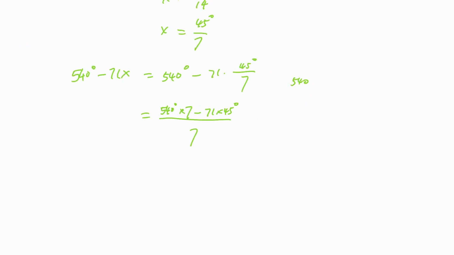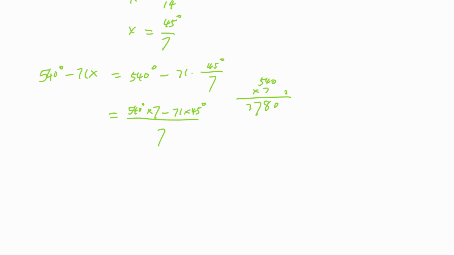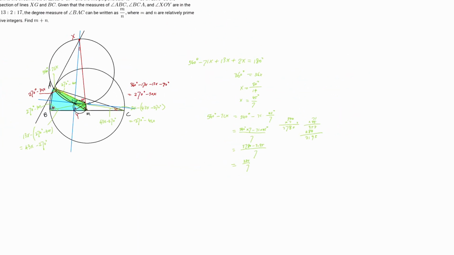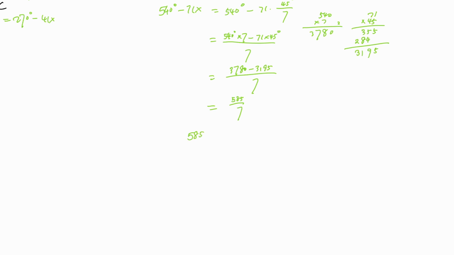Have to do this calculation very carefully. We are almost there. And this is 71 times 45, which is 3195. So 3780 minus 3195 over 7, or this is 585 over 7. It wants us to add the numerator and the denominator, so 585 plus 7, which is equal to 592. And that is our final answer for this problem.